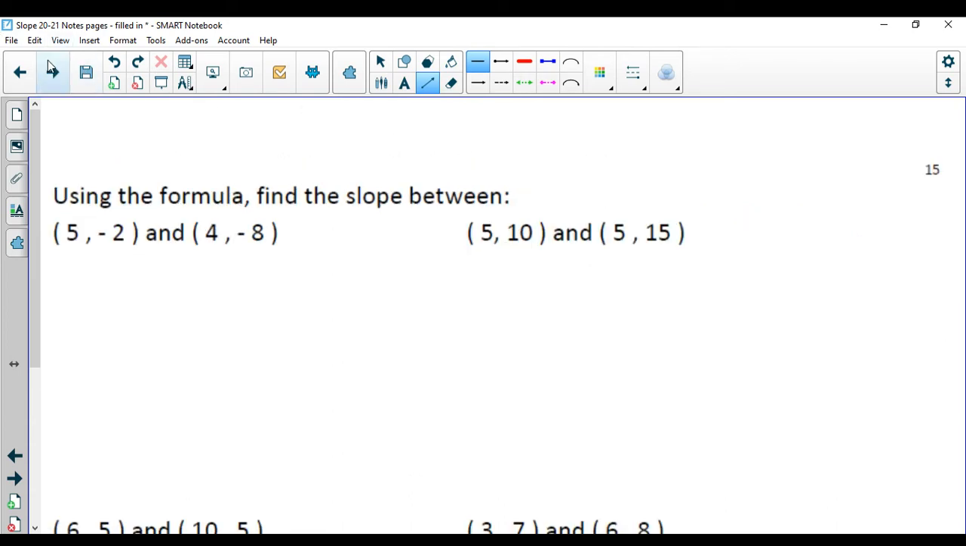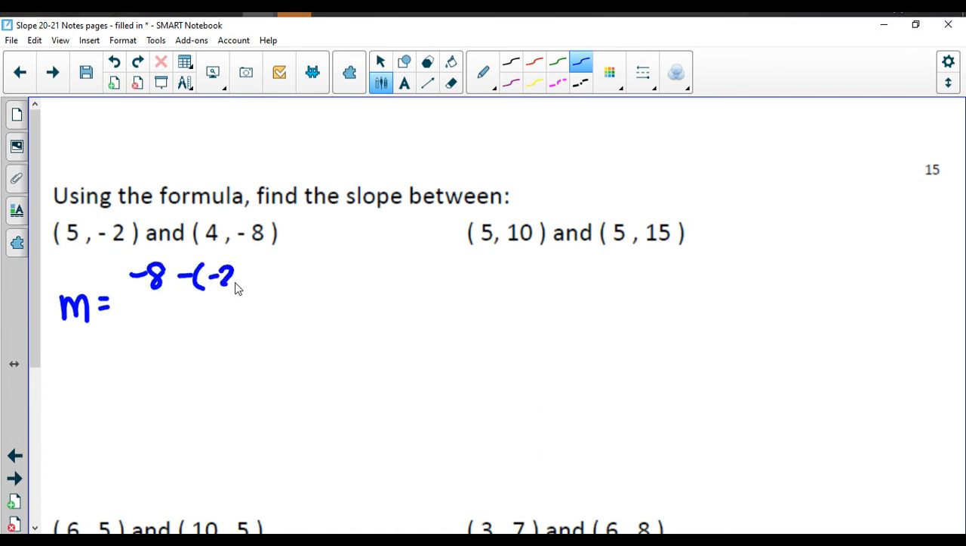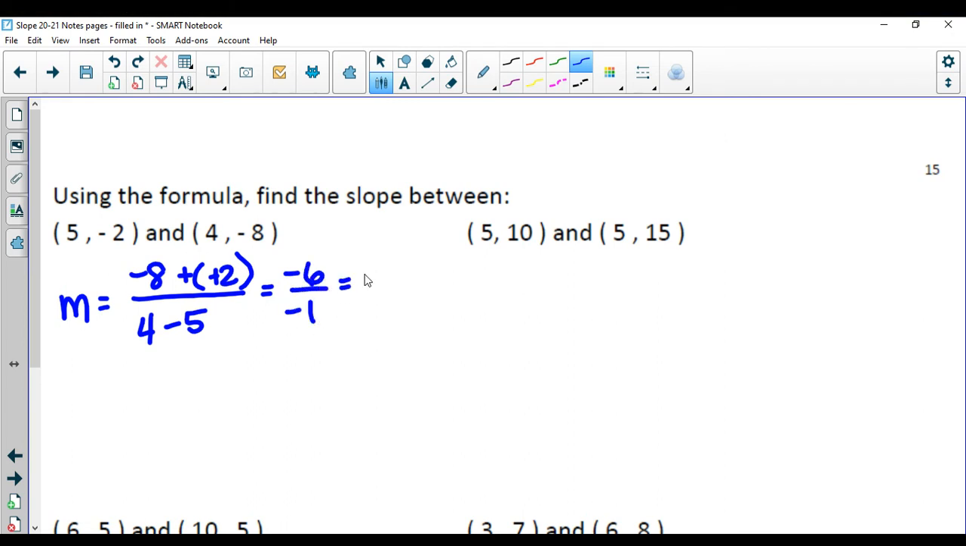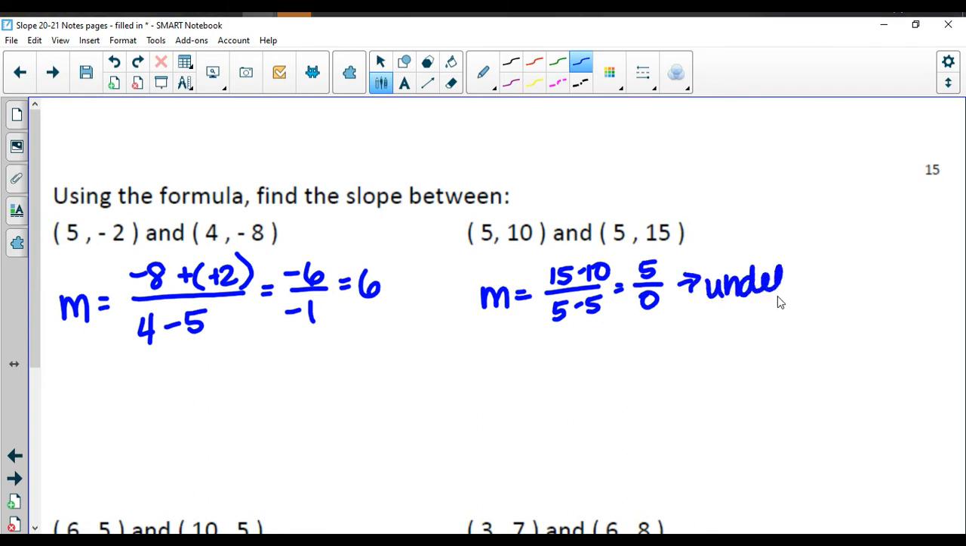On our next page in our notes packet, we're just going to practice using the formula, finding our slope between these two values. So for the first one, my slope is going to be negative 8 minus a negative 2 for my changes in y's, and a 4 minus 5 for my changes in x's. Following my integer rules, I'm going to have negative 6 over negative 1, which will give me a positive 6 for my slope. In the second example, I'm going to do 15 minus 10 over 5 minus 5. 15 minus 10 will give me 5. 5 minus 5 is 0. Since I can't have a 0 in my denominator, we actually call this slope undefined.